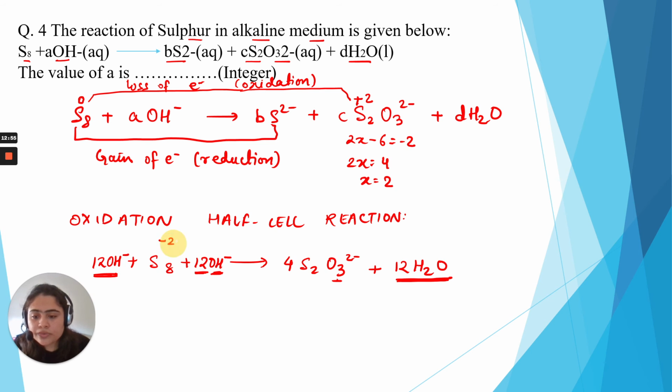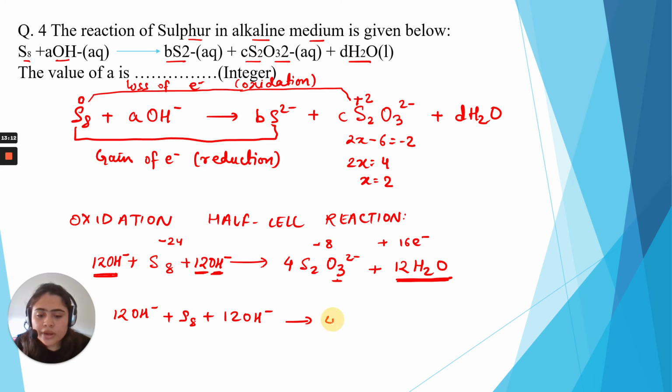Here we are having -24 charge, here we are having -8. So if we add 16 electrons, negative charge, here again it will become -24, here also it will become -24. So the balanced oxidation half cell reaction is S8 plus 12OH minus gives 4S2O3 2- plus 12H2O plus 16 electrons. So this is the balanced oxidation half cell reaction.